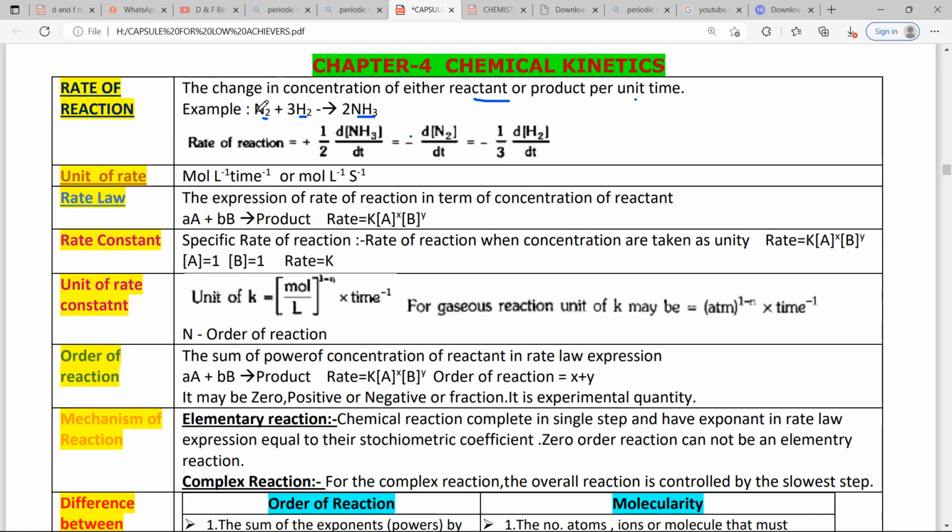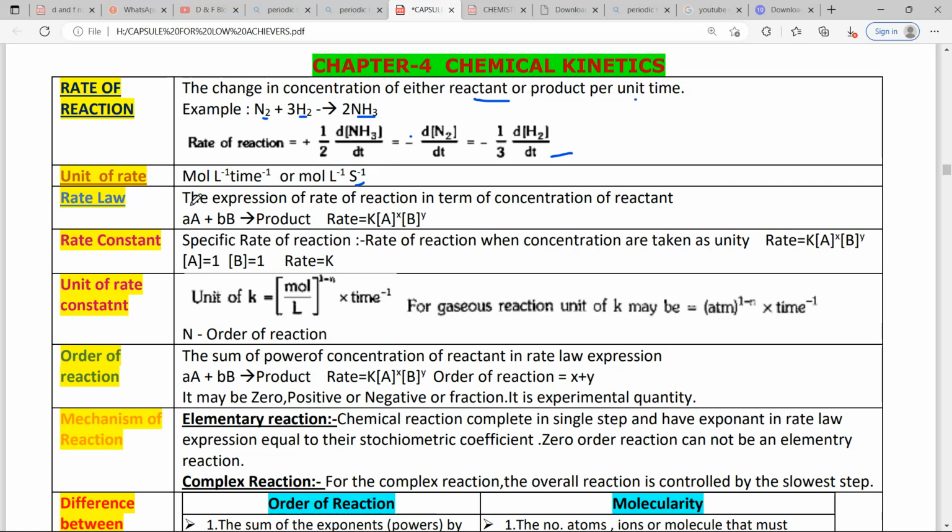And the coefficient should be written as a fraction, 1 by something. Here it has been written as 1 by 3, and here as 1 by 2, and in front of nitrogen there is nothing. So this is a rate equation. The rate of the reaction shall be written like this, and the unit of rate is mole per liter per time, or mole per liter per second. Instead of time we can write second too.